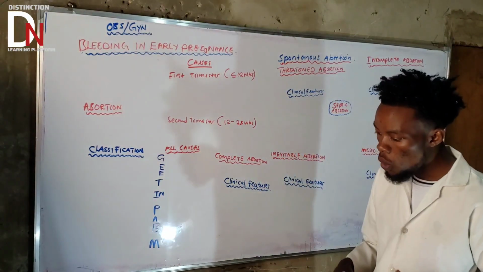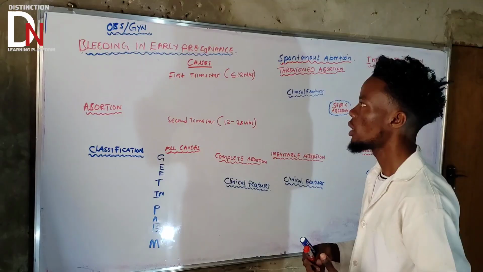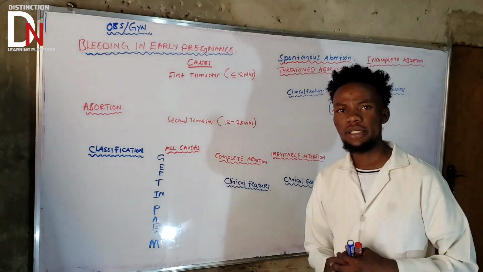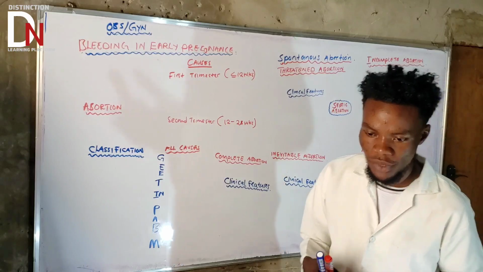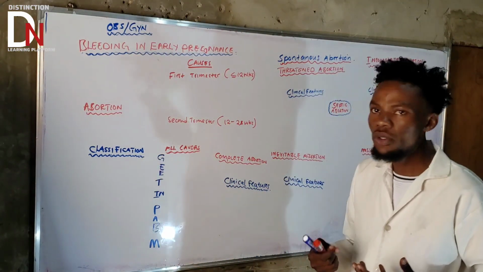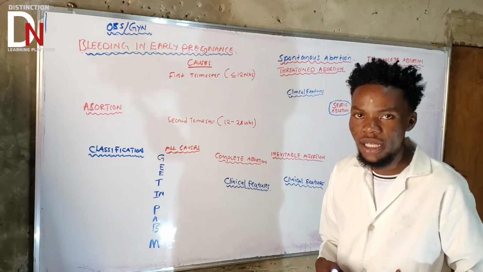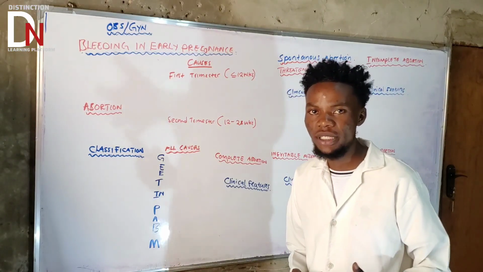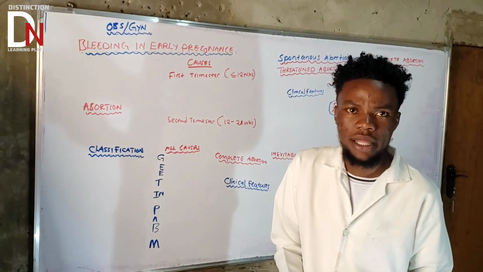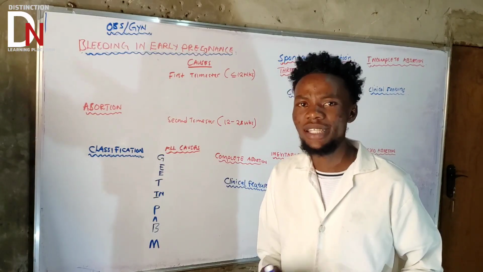So in this video, we are talking about bleeding in early pregnancy, which is under obs and gyne. Bleeding in early pregnancy affects a lot of pregnant females. There can be many causes, but we can categorize them into bleeding that is related to pregnancy, and bleeding that is not related to pregnancy, for example cervical cancer, vaginal cancer, and things like that.